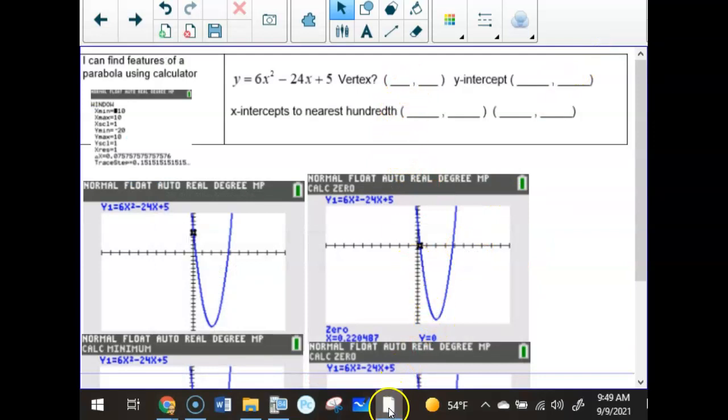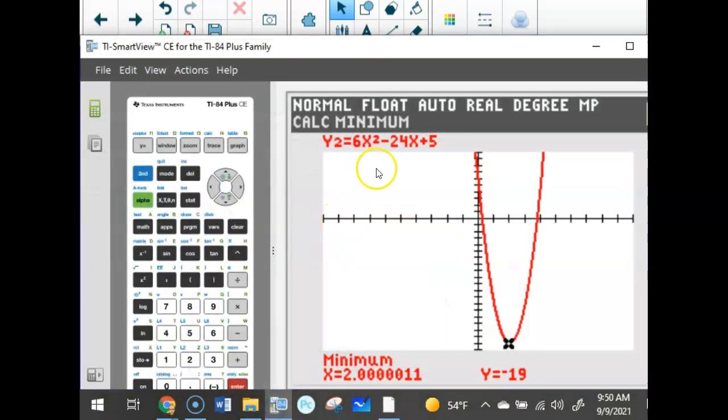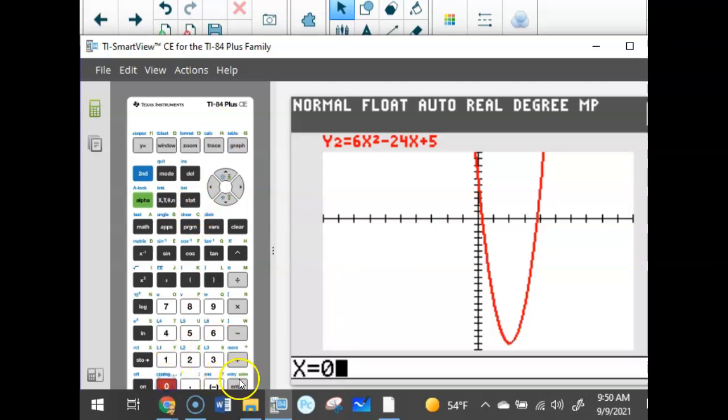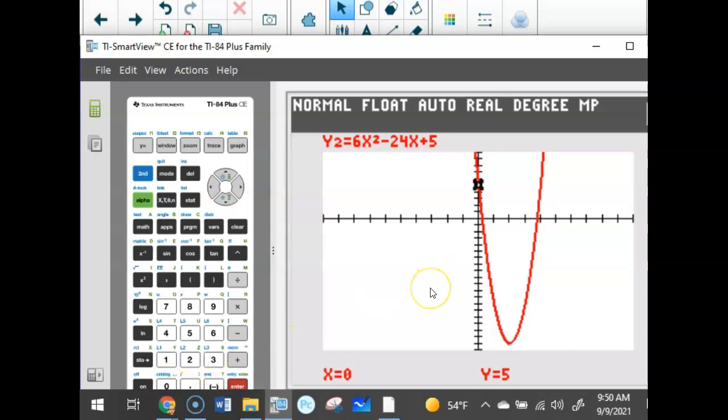The y-intercept, how do we find where it crosses the y, guys? Do you remember? It's up here somewhere. What do you know about on the y-axis? The x value is? Guys, you're killing me here. If you're at a point on the y-axis, the x value is 0. So you can go trace 0 and enter, or you can look at the table. But 0, 5 is the y-intercept.